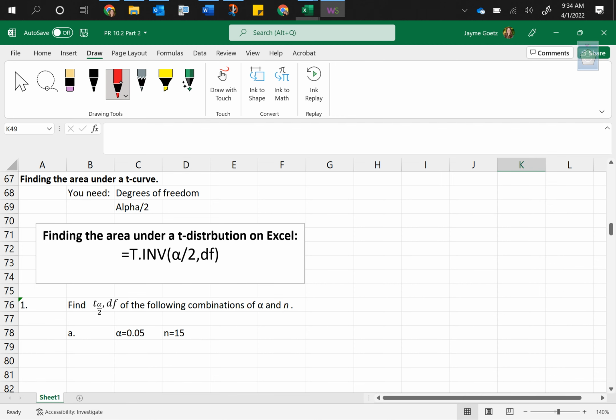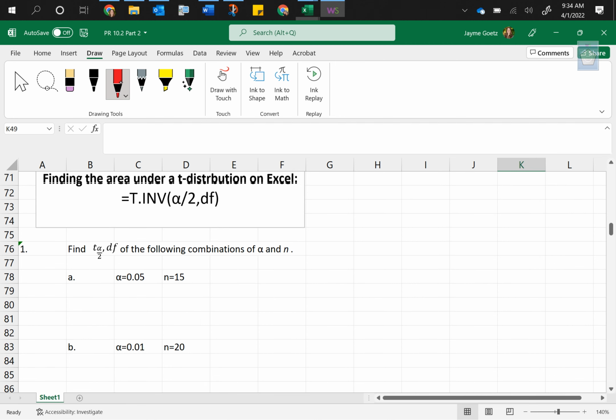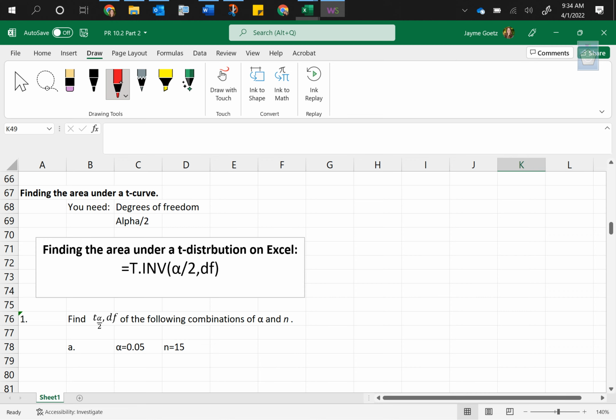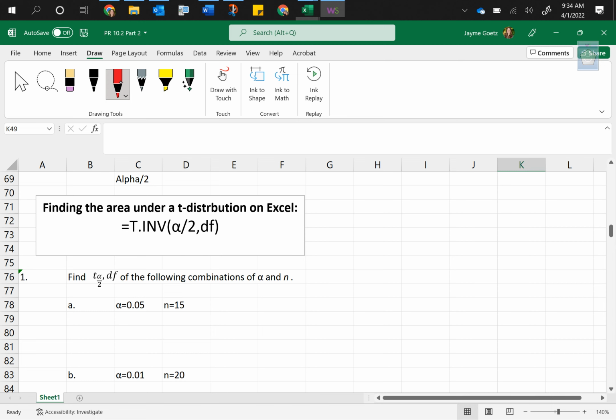So let's just do some practice with finding t-values here. On number 1, it says find t sub alpha over 2, comma, degrees of freedom of the following combinations of alpha and n. So something you need to know. Sometimes, instead of saying find the t-value or find the area, they will write it like this. They'll say find t sub alpha over 2, comma, degrees of freedom. They're reminding you that you need to use your degrees of freedom here.